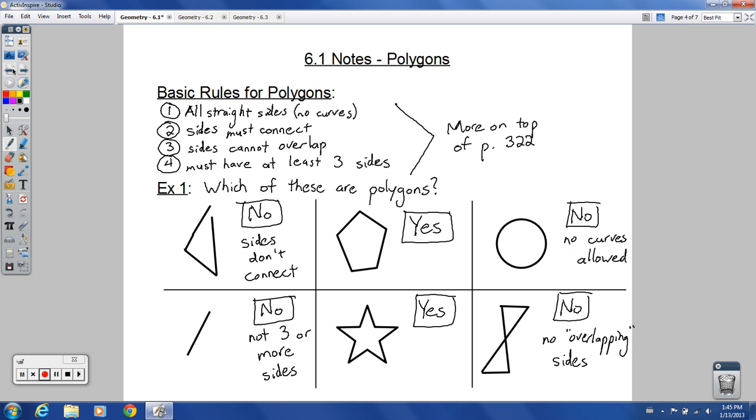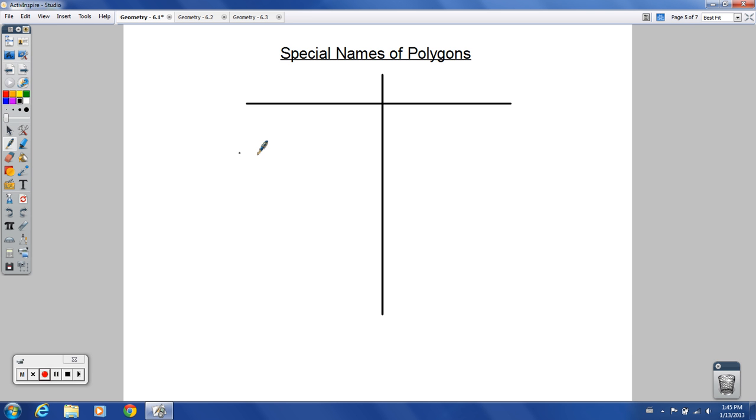Okay, so let's check out some special names for polygons. You're going to have to learn some special names of certain types of polygons. You've learned a lot of these before though, so it's not going to be a lot of new stuff. This should hopefully be mostly review. So let's put the number of sides in a column over here, and then let's put the special name of the polygon right here to match up with it.